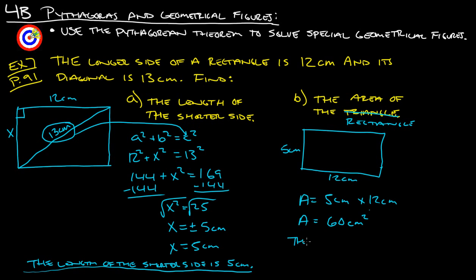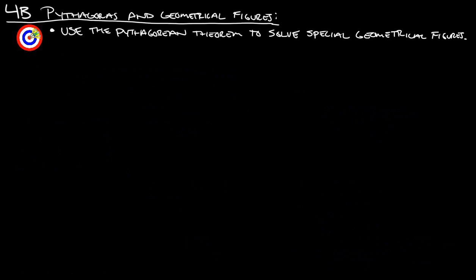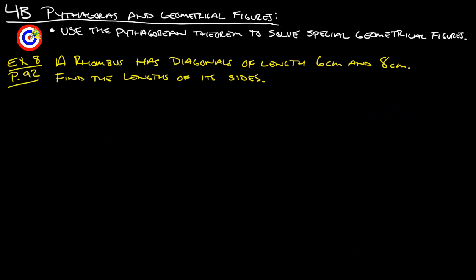So the area of the rectangle is 60 centimeters squared. Alright? Okay. Let's take a look at another example. And this is going to be example 8 from page 92.